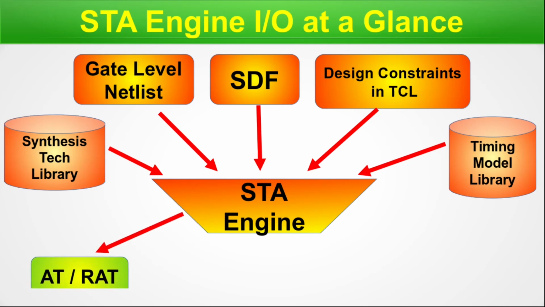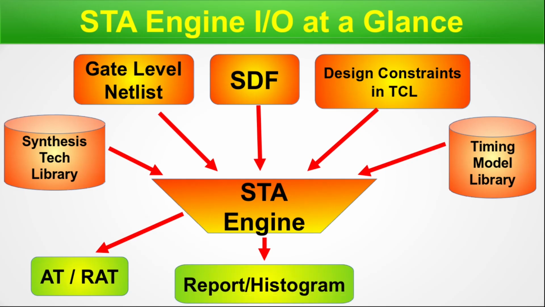Next, we have the outputs. The first output is AT or RAT. AT means arrival time, RAT means required arrival time. We'll see some slides later about this AT and RAT in detail. The next output is report or histogram. The STA engine does a huge amount of text reporting. Also, it gives us the histogram. We will come to what all the types of outputs in this report are later on.